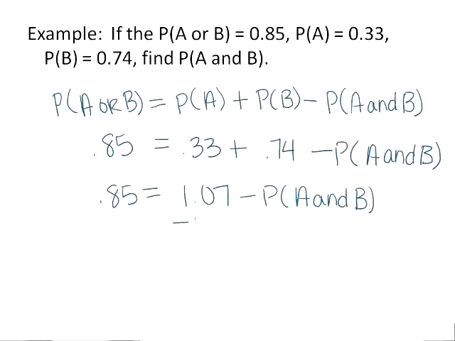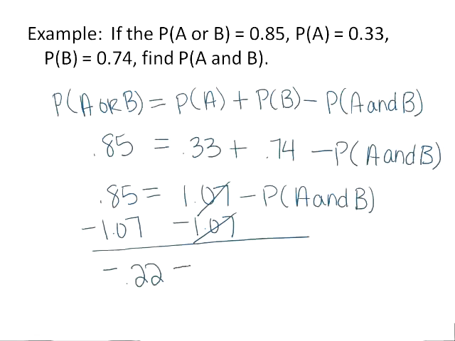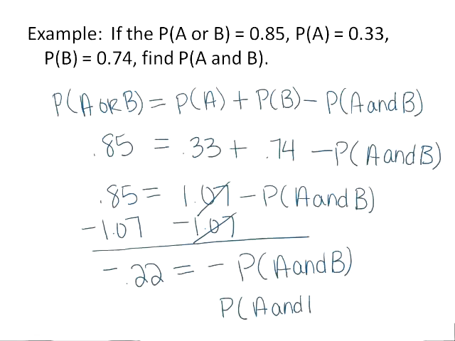And then I'm going to subtract 1.07 from both sides of the equation in order to isolate the unknown. So this adds to 0. And then on the left-hand side, that gives me negative 0.22 is equal to negative probability of A and B. And then, of course, I'm just going to divide both sides by -1, and that will leave me the positive probability of A and B is equal to positive 0.22.